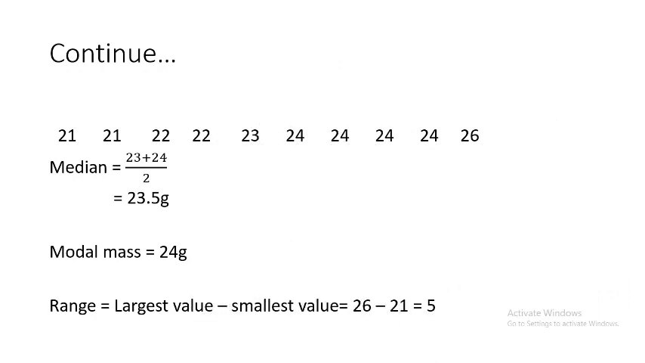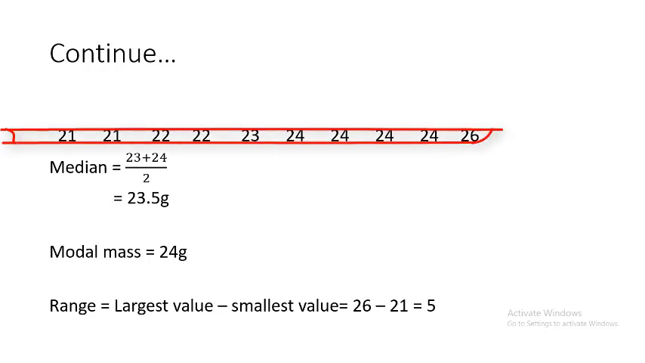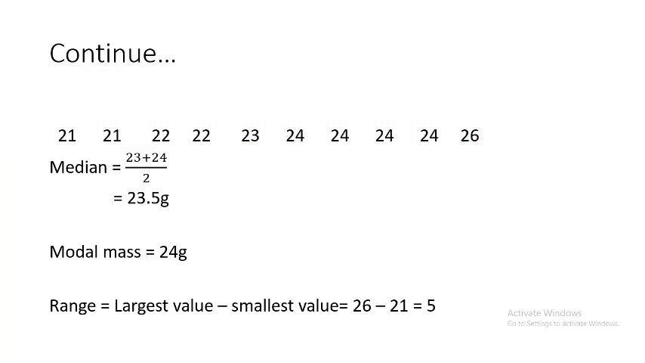Now let's go to the median. How do we find the median? Remember, we find the median by arranging the values in order. We can arrange the values in either ascending or descending order. In this case, we have arranged these values in ascending order, starting from the lowest to the largest value. So let us identify the middle number.